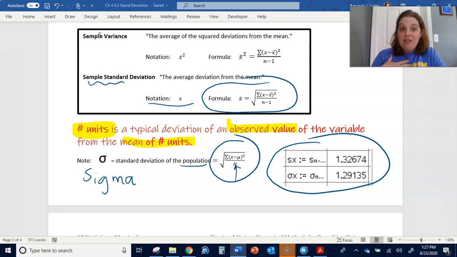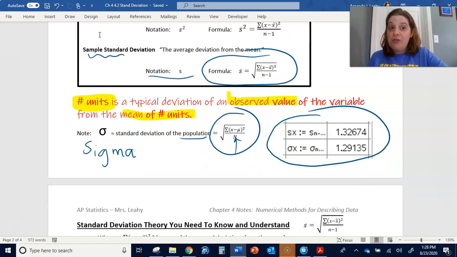So I know that if I entered sample data, I'm going to use this first number and ignore the second one. Or if I know I entered population data, I'm going to use the second number as my standard deviation and ignore the first number.